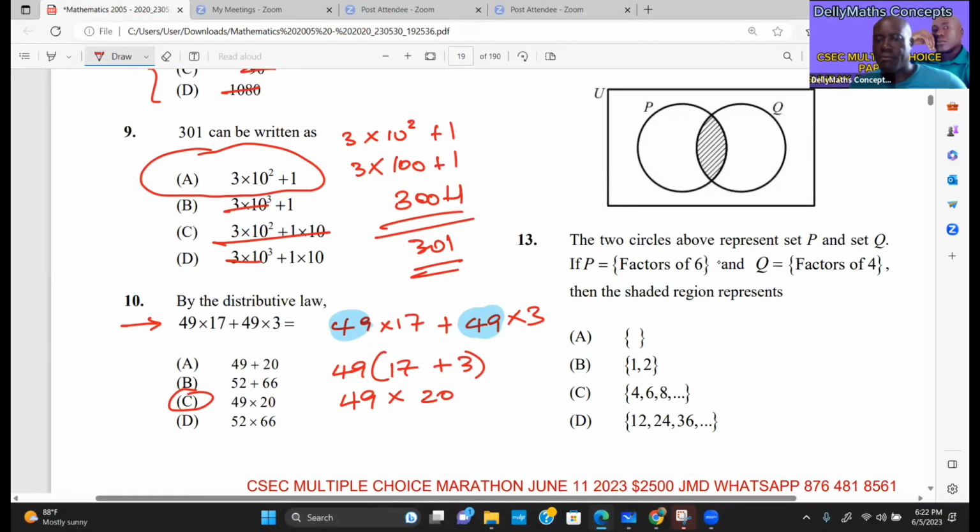Factors of 6: 6, 3, 2, 1. Factors of 4: 4, 2, 1. And they're asking for the overlapping part. You could see that there's a 1 and a 2 overlapping. What factors of 4 are also factors of 6? And that is definitely one of them.